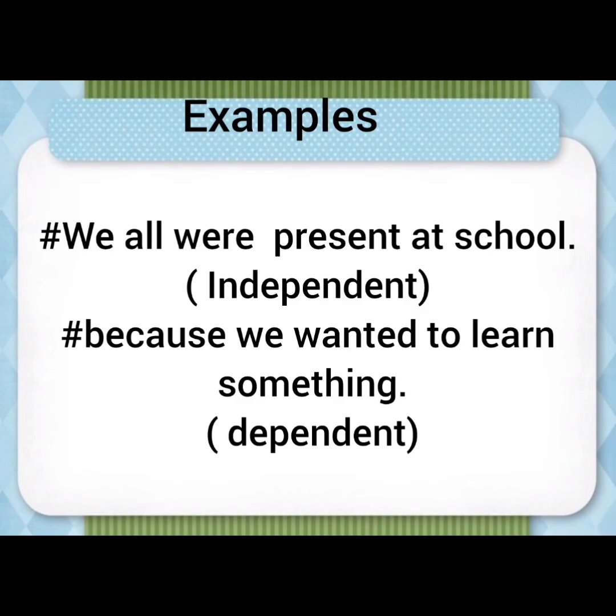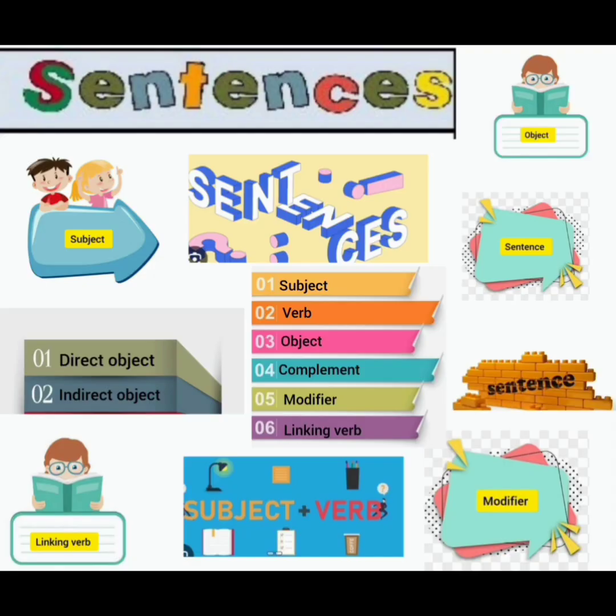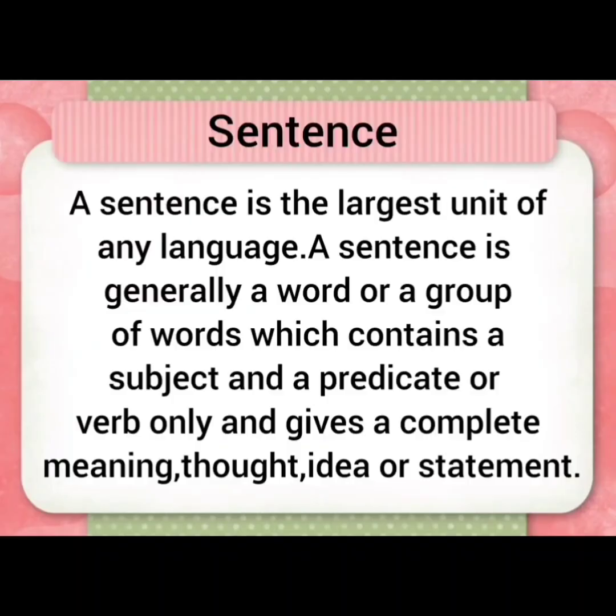For example, we all were present at the school. This is an independent clause. It can be considered as a sentence. Because we wanted to learn something. Now this is a dependent clause. It is not a sentence. So this was the difference between sentence and clause of any language.